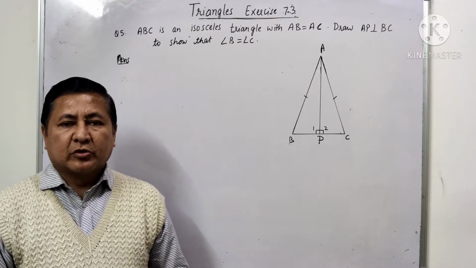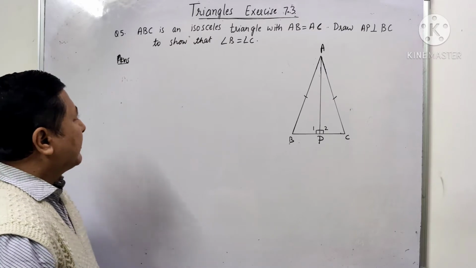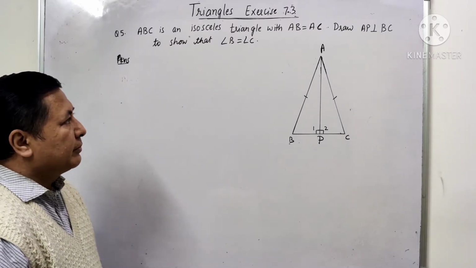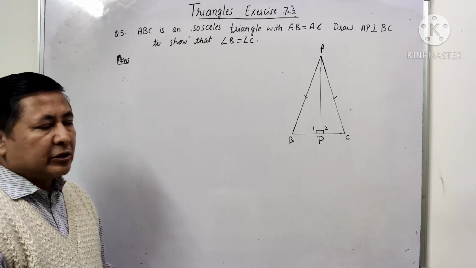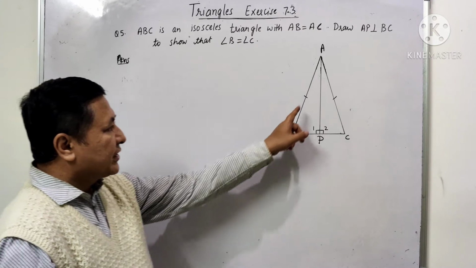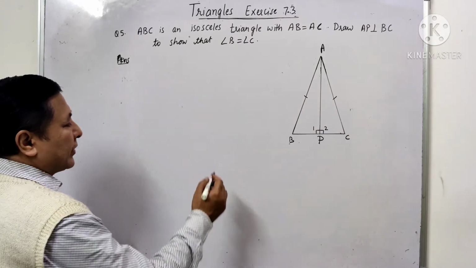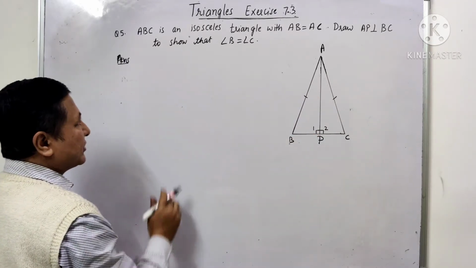Now let us prove question number 5 of exercise number 7.3. ABC is an isosceles triangle with AB equal to AC. Draw AP perpendicular to BC to show that angle B and angle C are equal. So it is an isosceles triangle, so AB and AC will be equal. And this is a perpendicular, given that AP is perpendicular to BC.